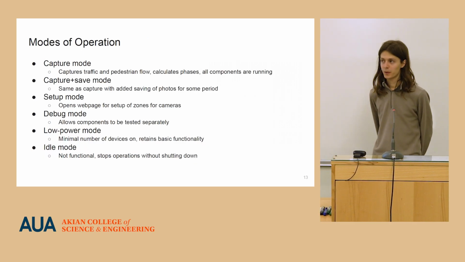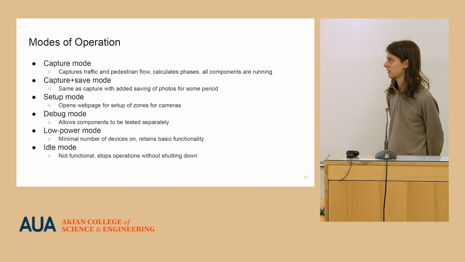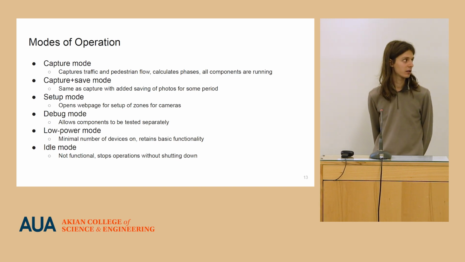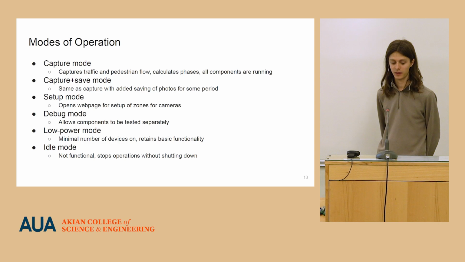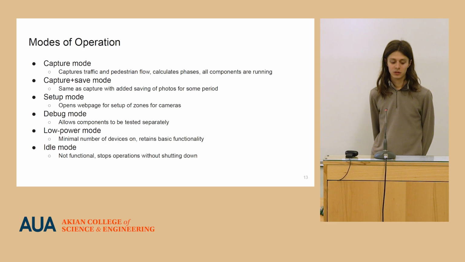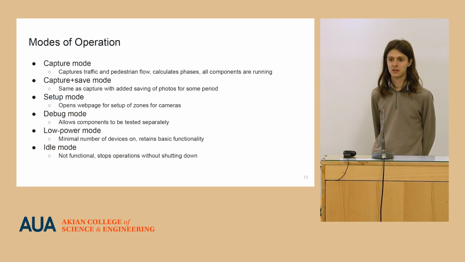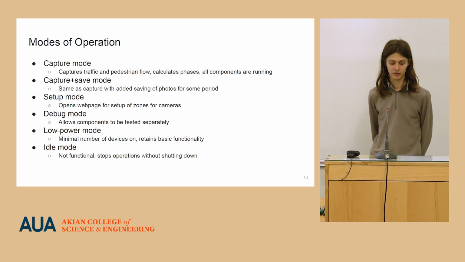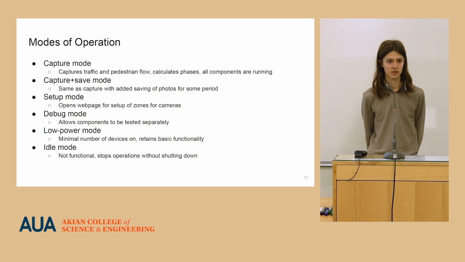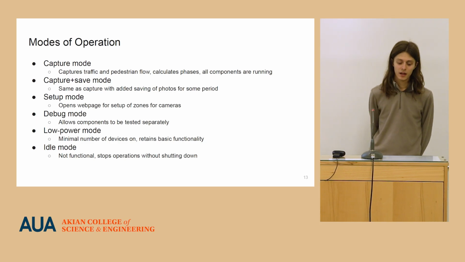So the modes of operation, it has 6 modes. It has the capture mode, which is the main mode where it is capturing video of the road and analyzing the footage and outputting the phase times. The second mode is the same, but it also saves the photos for future reference if it is needed. This is not the primary mode because saving the photos takes additional resources.